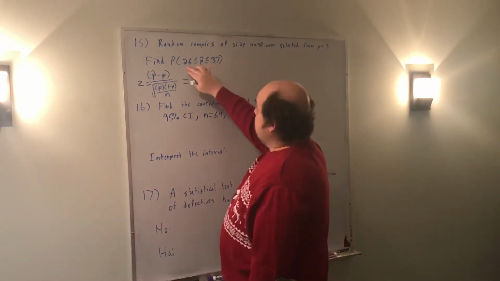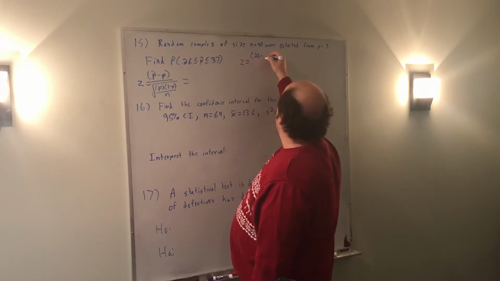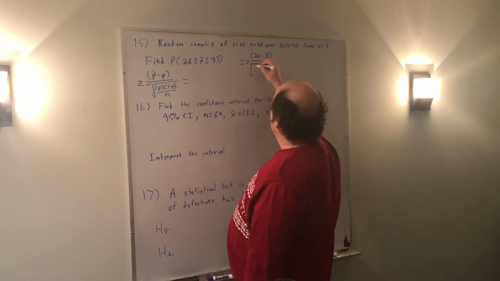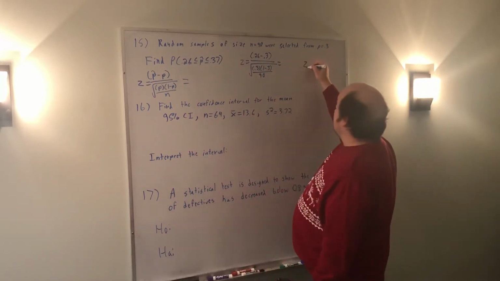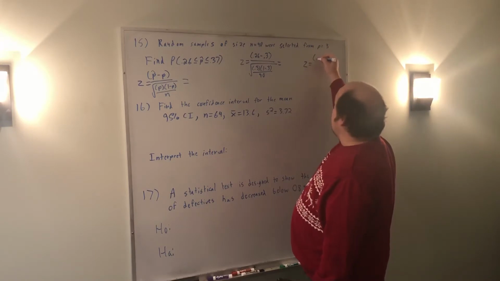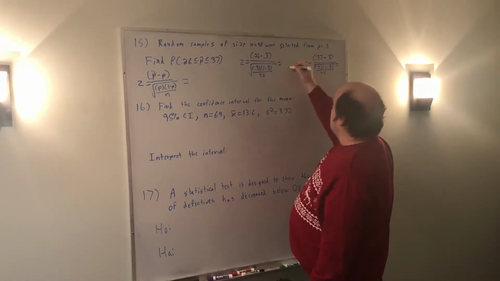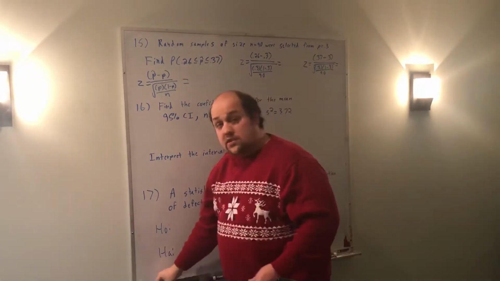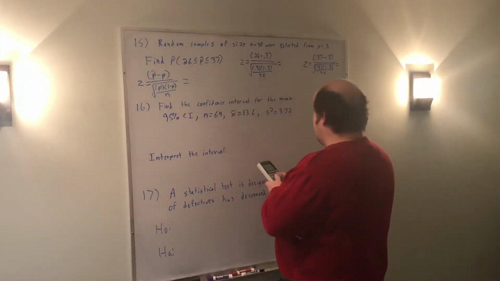So for 0.26, the z-score is going to be 0.26 minus 0.3 over the root of 0.3 times 1 minus 0.3 over 90. And then I'm going to find the z-score for 0.37 the same way: 0.37 minus 0.3 over the root of 0.3 times 1 minus 0.3 over 90. So my first step is calculating these z-scores. Then I'm going to need to use the table to find p-values, and then I'm going to need to subtract to find the area in between.